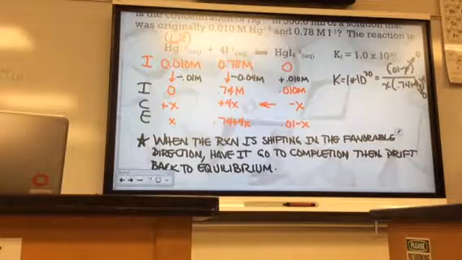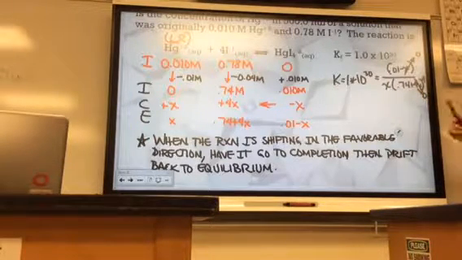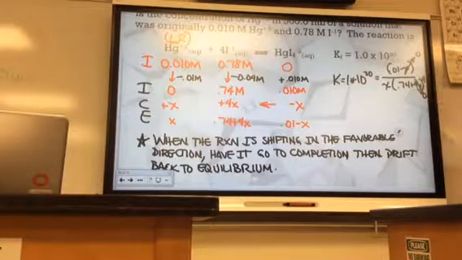Because you only have one x term in there. Unfortunately, it's in the denominator. Don't leave it down in the denominator. But I trust that you're not going to do that. It's 0.01 divided by K divided by 0.74 to the 4th.